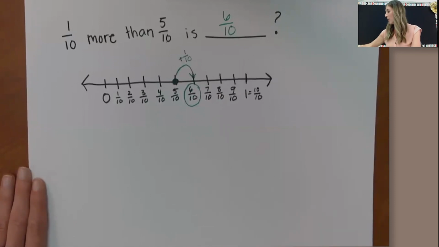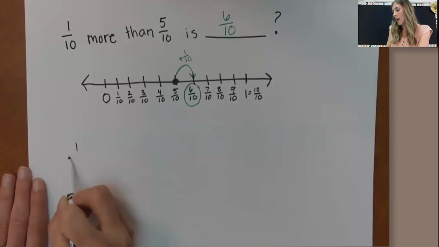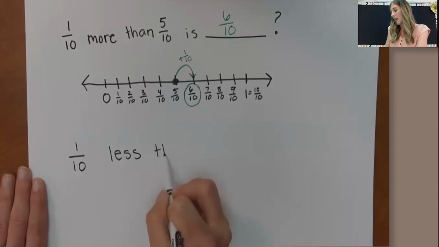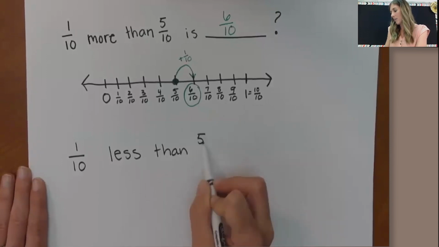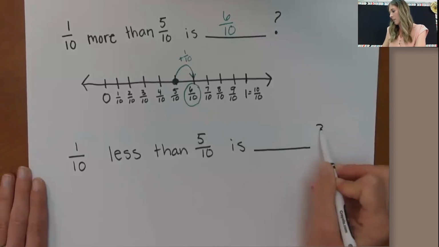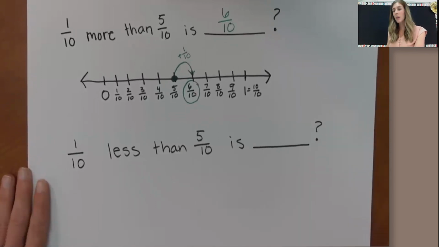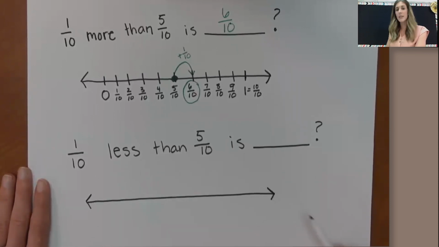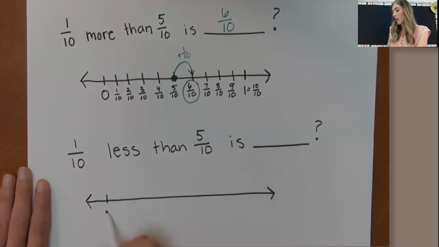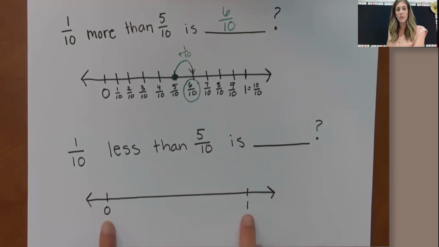So let's look at another example. This time, what is 1/10 less than 5/10? Again, we could model that with a number line. Just like you told me in the first one, we need to break it up into 10 equal pieces. We're only talking about one whole. So we're good with our number line only going from 0 to 1.